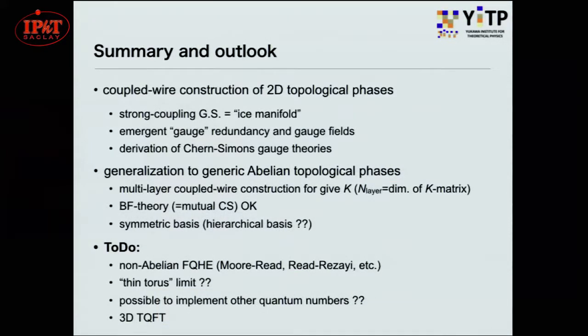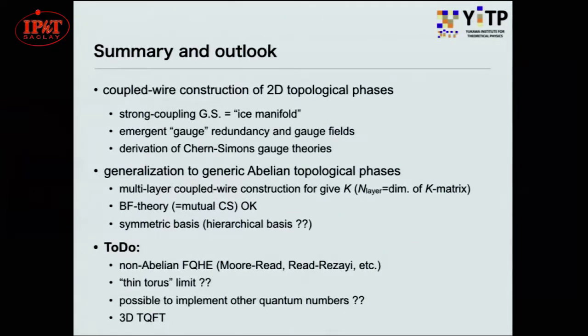So this is a summary of my talk today. I explained how I can identify the gauge degrees of freedom in a coupled wire system and reproduce the topological quantum field theory starting from the coupled wire construction. I also generalized my strategy to describe generic Abelian topological phases. Basically, this strategy is based on the multi-layer construction of topological phases. We can also describe the hierarchy theory in a similar way, and all of these correspond to a Chern-Simons gauge theory in a symmetric basis.